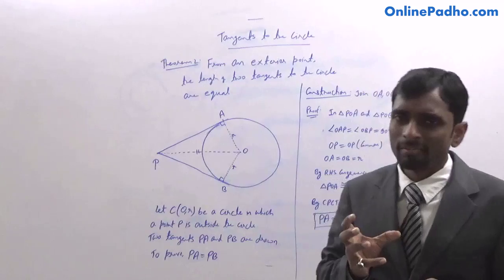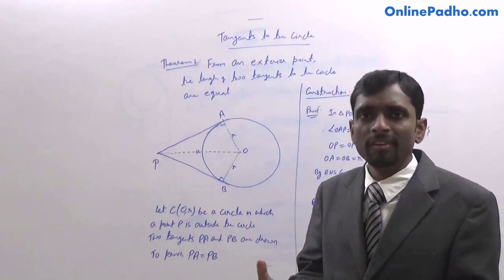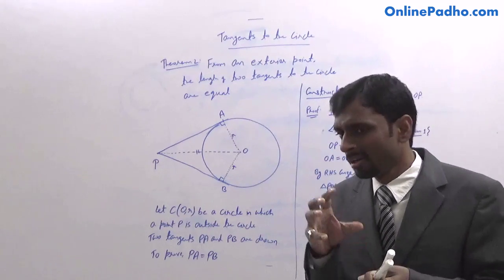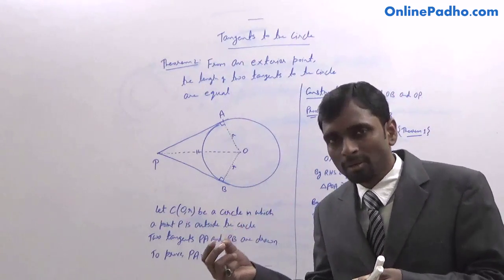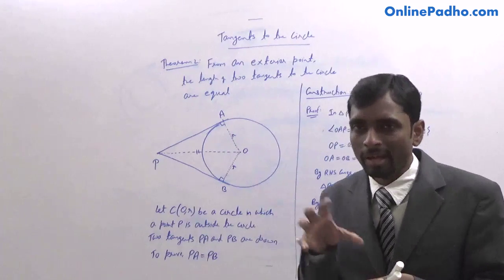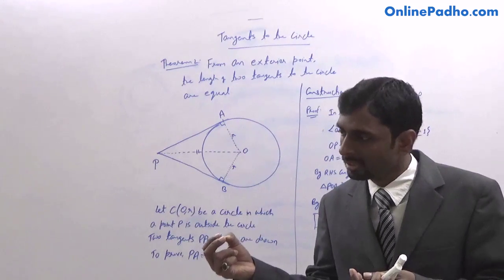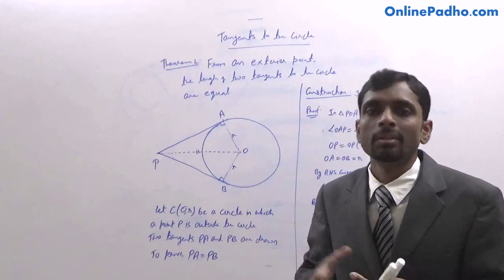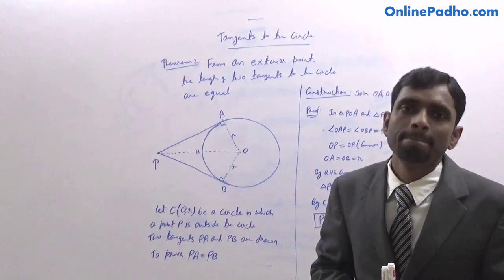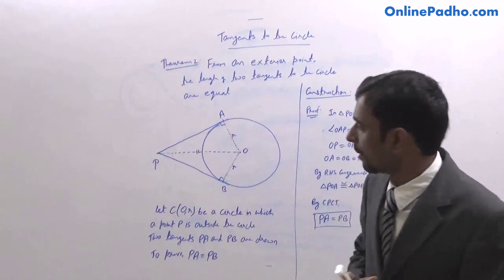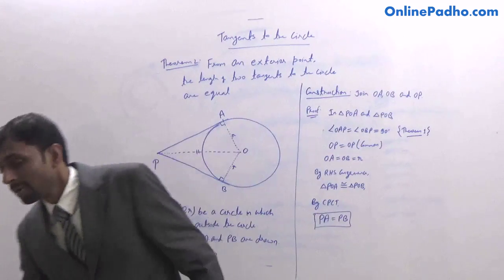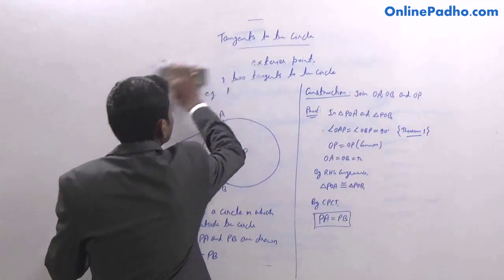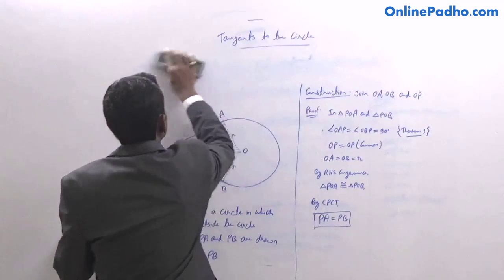In a circle, if you have some complicated figure, a triangle, quadrilateral, or pentagon, you have to think about whether there is any exterior point to the circle. If you have some exterior point, you can say the tangents drawn from that exterior point are always equal. Very important. So these are two very important theorems in this chapter. Now we'll discuss some basic questions related to this topic, tangent to the circle.